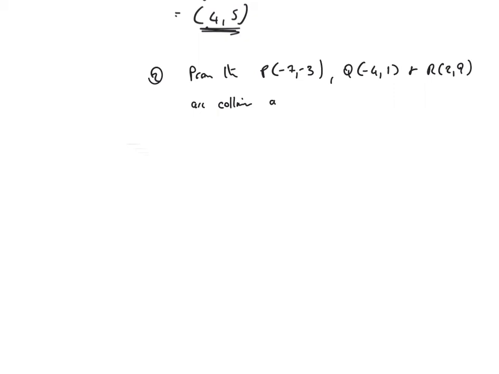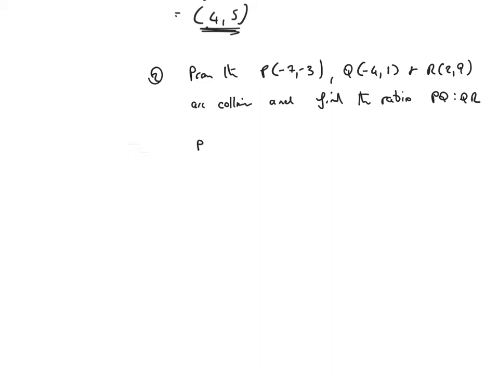Okay, let's try example 2. We're going to prove that P (-7, -3), Q (-4, 1), and R (2, 9) are collinear. And we're going to find the ratio PQ to QR. Okay, let's first of all do the collinearity bit, and that's from a previous video, remember?